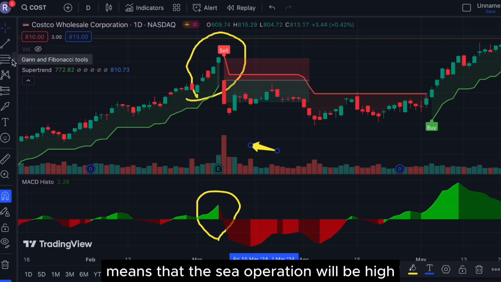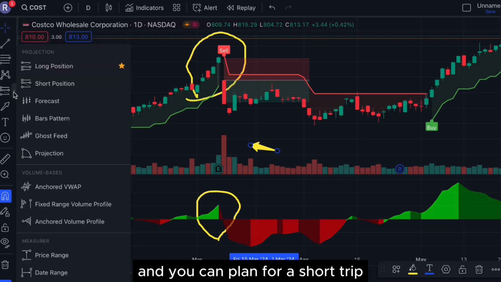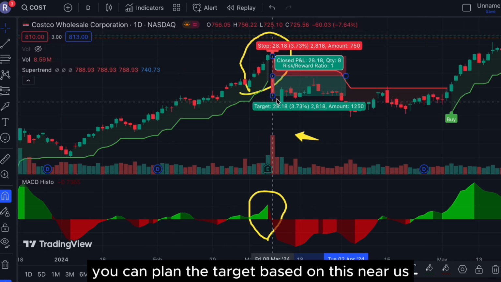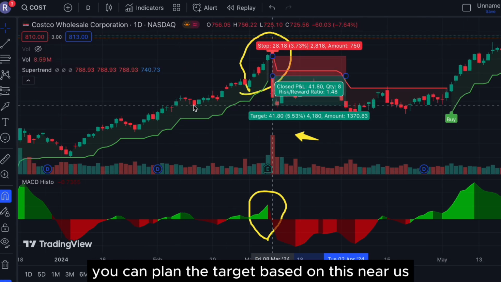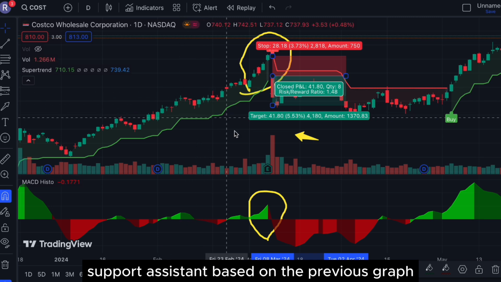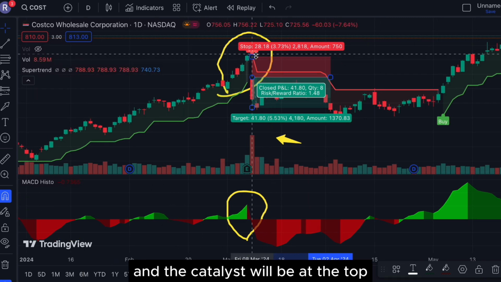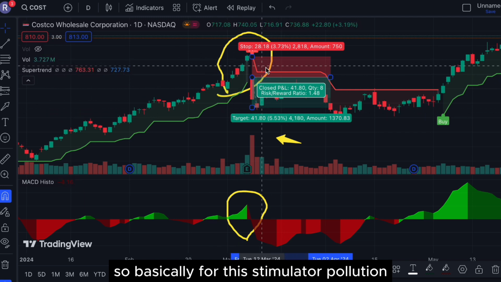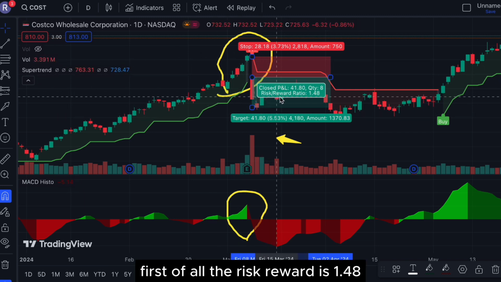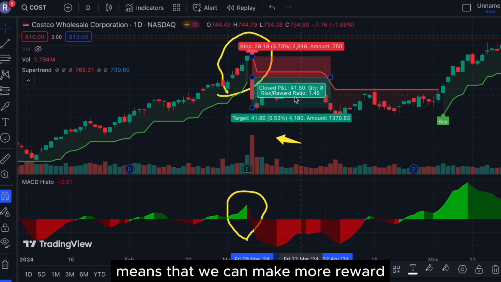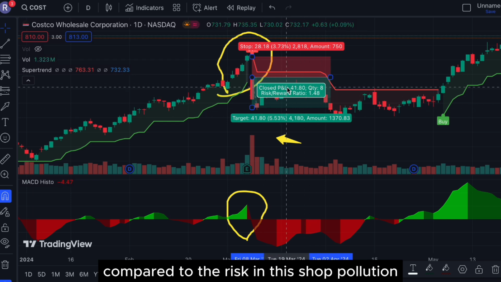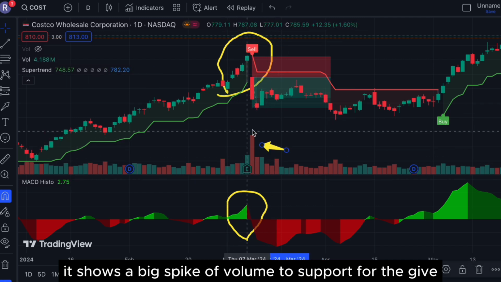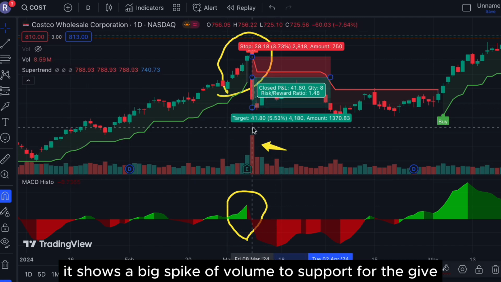So when the volume is high, it means that the sell position will be strong, and you can plan for a short trade. For example, here you can plan the target based on this nearest support and resistance based on the previous graph, and the cut loss will be at the top. So basically, for this simulated position, first of all, the risk reward is 1.48, meaning that we can make more reward compared to the risk in this short position. And also it shows a big spike of volume to support the reversal trend.